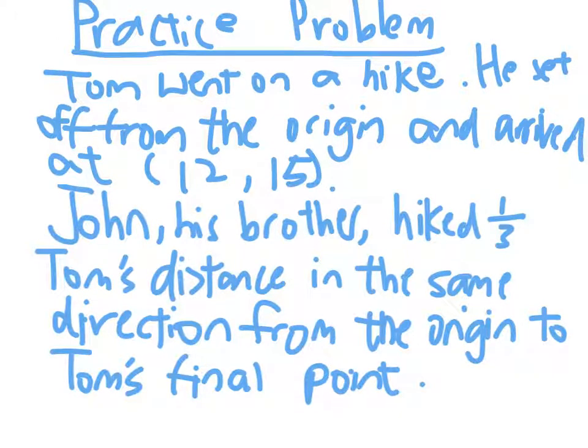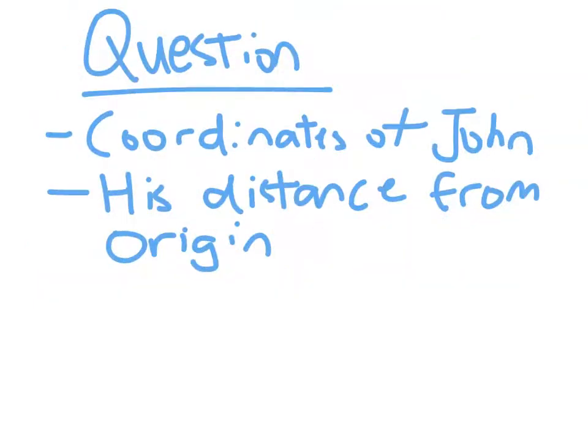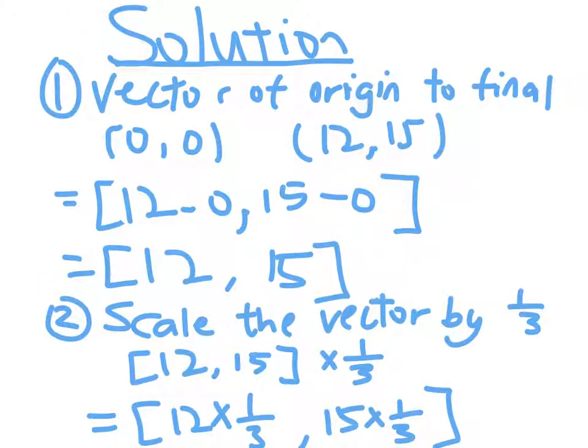So here's the practice problem. We have to find the coordinates of John and his distance from the origin. The first step is to find the vector from the origin to the final point. So the origin is 0, 0, and the final point is 12, 15. To find the components, we subtract the components: 12 minus 0, 15 minus 0, and the answer is 12, 15.